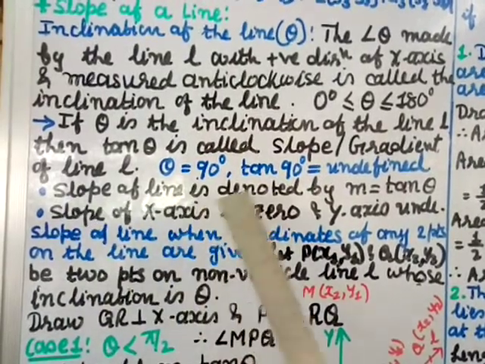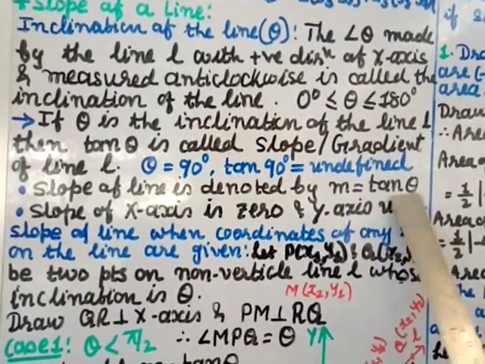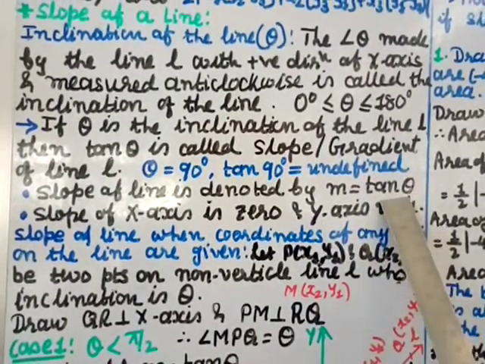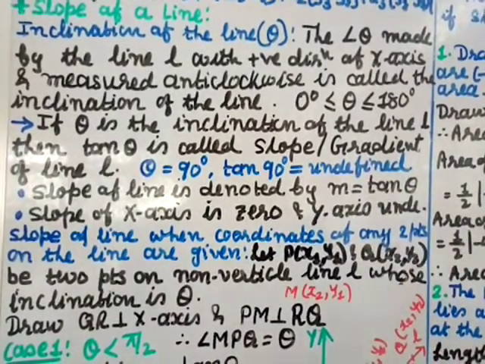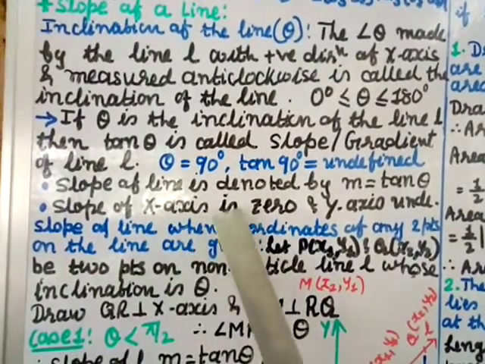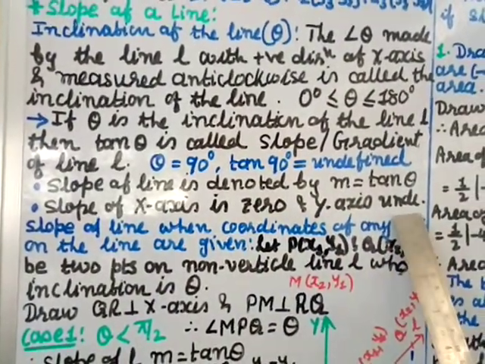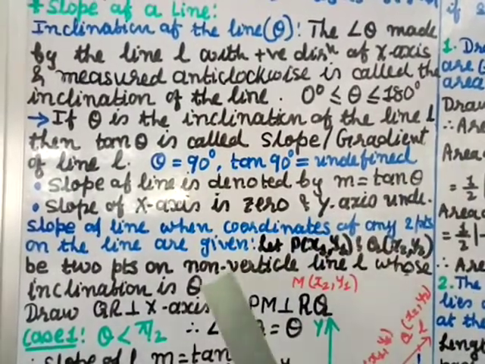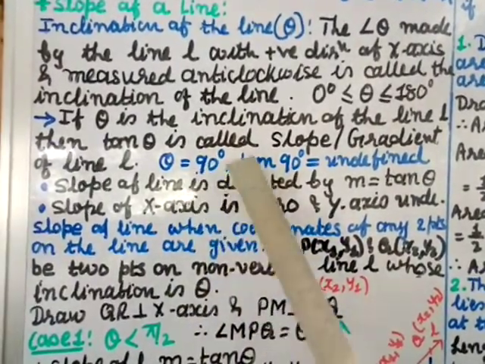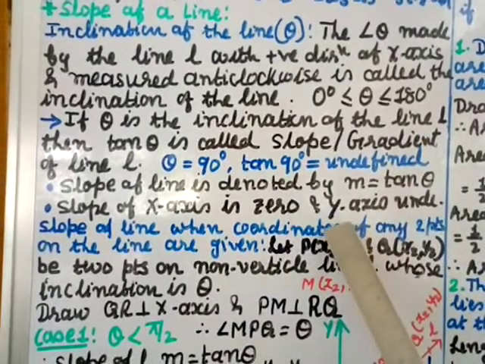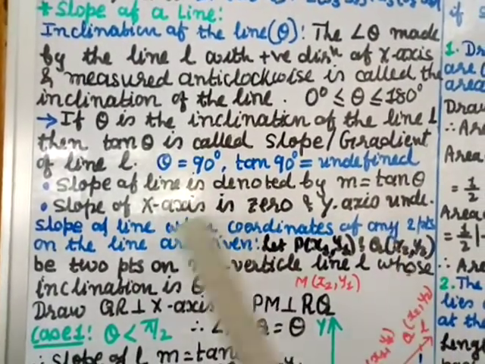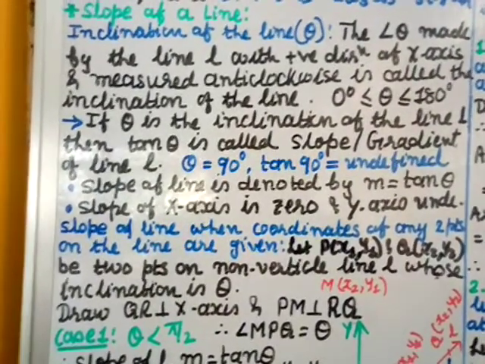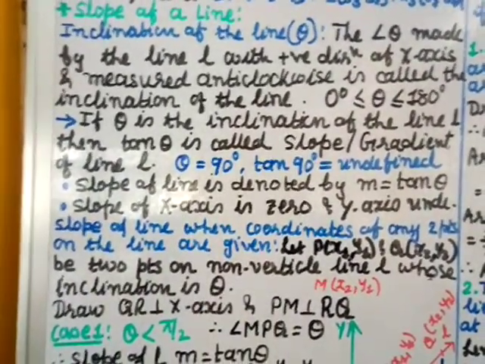Slope of line is denoted by m equal to tan theta. So we denote the slope of the line by symbol m, and tan theta is the slope, so we can say m is equal to tan theta. Slope of x-axis is 0 and y-axis is undefined. Why for y-axis undefined? Because y-axis makes angle with x-axis 90 degree and tan 90 is undefined, therefore slope of y-axis is undefined. And x-axis with itself, the angle is 0. So tan 0 is 0, so slope of x-axis is 0.